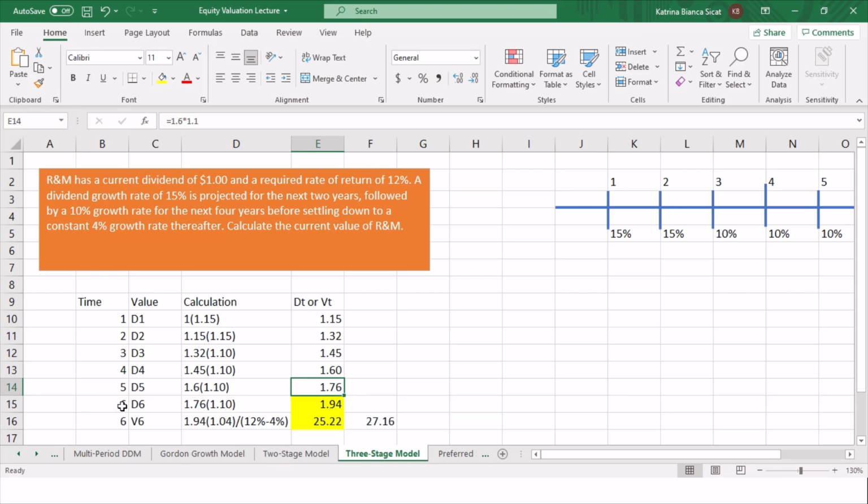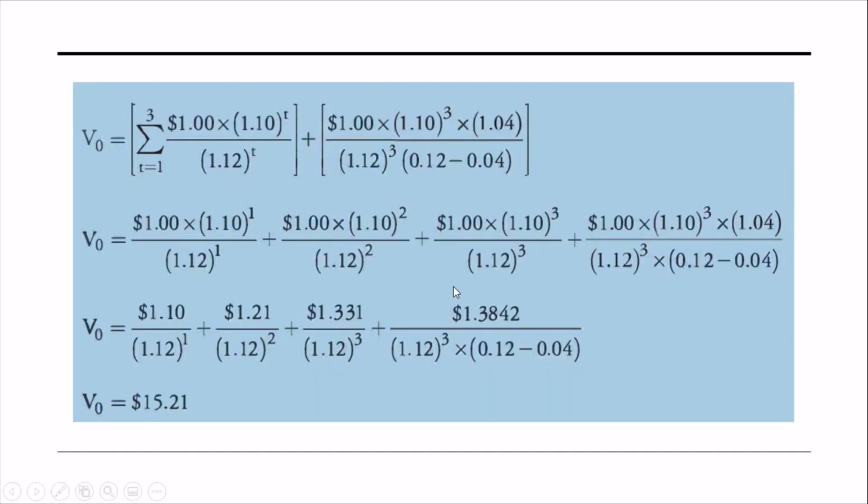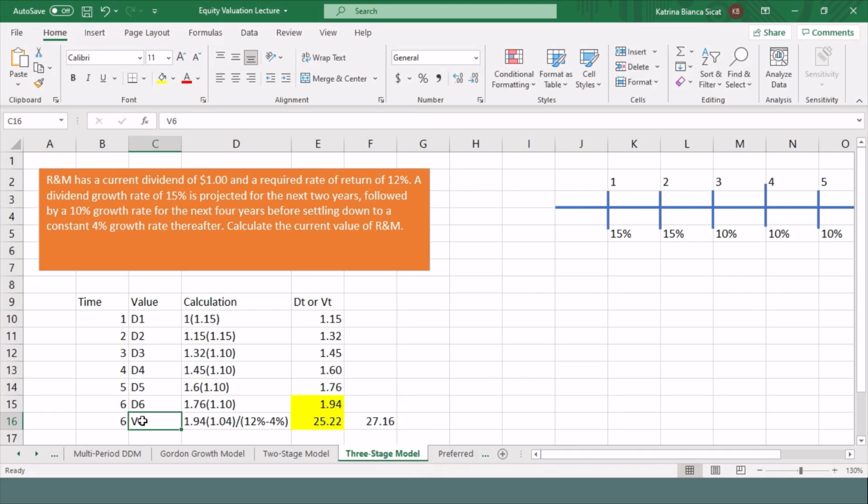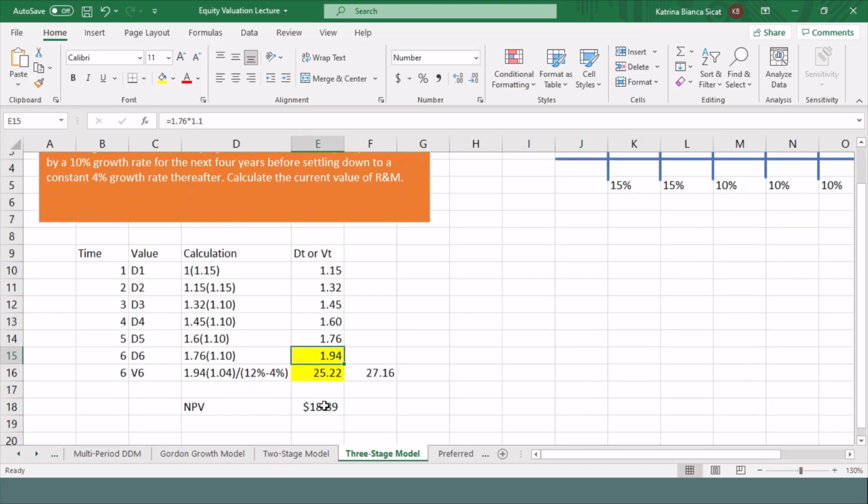Okay. Now, on the sixth year, dalawa kasi yung mini-measure natin, di ba? The first one is the dividend, and the second is yung ating formula dito sa dulo. Isa for the dividend, one for the constant rate. Okay? Kaya dalawa tong ating bracket dito. So parang yun yung mini-measure natin. But technically, it's just the same year. Okay? So for the sixth year, that's gonna be 1.76 multiplied by 1.10. Okay? So the answer is 1.94.